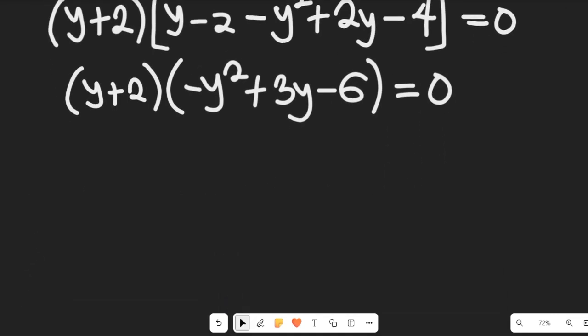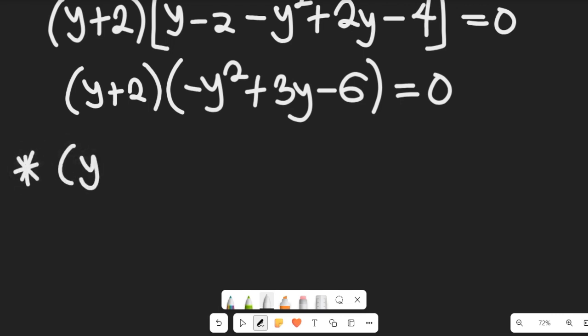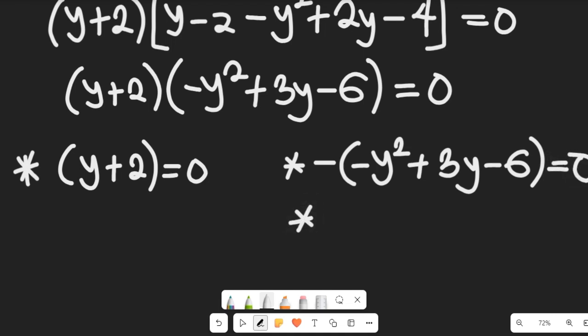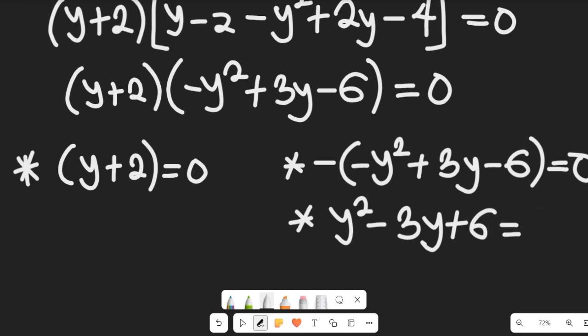So from this expression, the zero product rule, we will see that we have the first case as y plus 2 equal to 0, and the second case, when we multiply through by negative, we'll have y squared plus 3y minus 6, and all this will be equal to 0. So we're going to have this become y squared minus 3y plus 6 equal to 0.